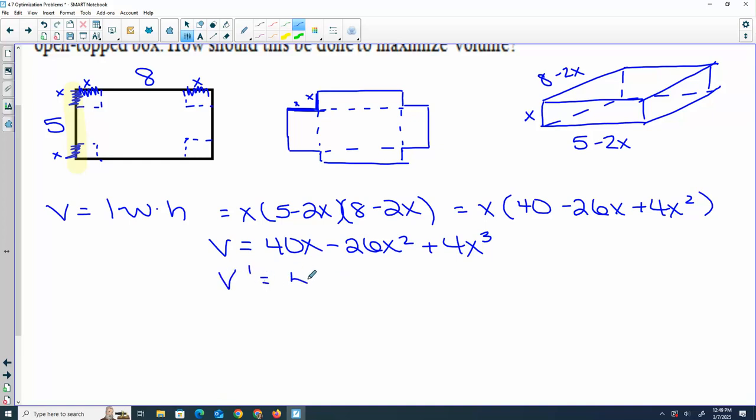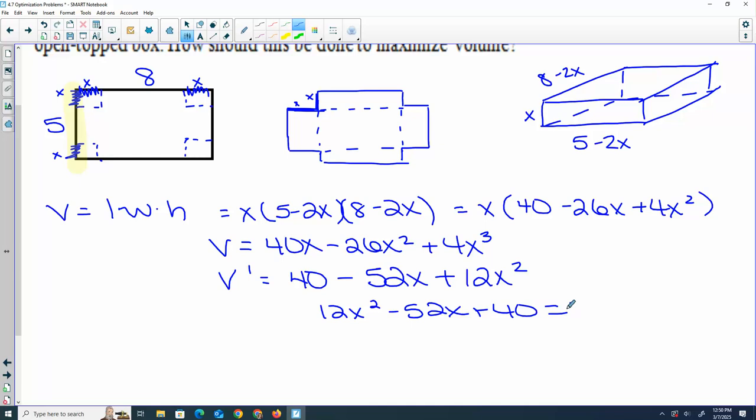So the derivative of 40x is 40. The derivative of 26x squared would be 52x, plus 12x squared. And I want to know when that is equal to 0. I'm going to flip it around so the square term is first. Okay, I'll just divide by 4 on both sides since I do have an equation.